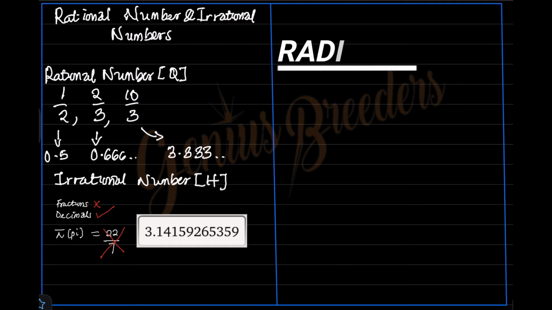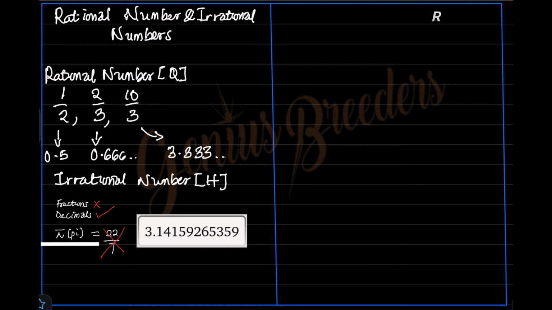In fact, they are radical sets. And what are they? They are square roots of numbers that are not perfect squares. Meanwhile, I did a video on perfect squares and their square roots, so you might want to check it out. Now, the square roots of numbers that are not perfect squares are irrational numbers. Why do we say so?